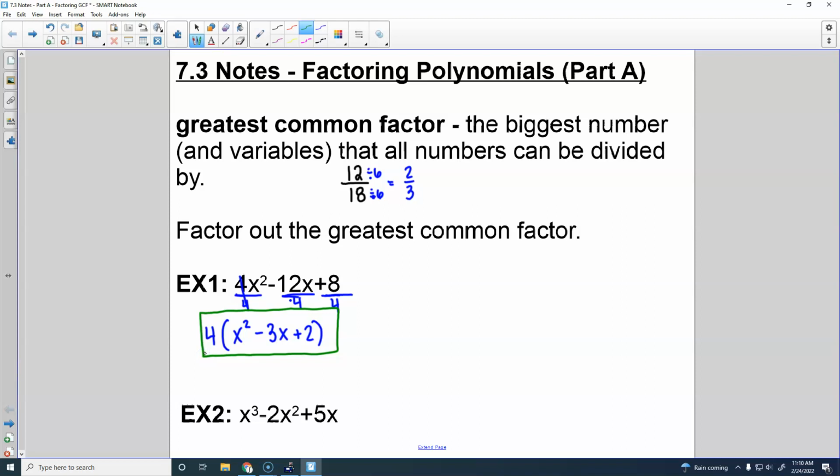Okay? So it's like we have the answer from the problems on the quiz, and we're going backwards to the question. Now, I can check really easily to see if this is right. So, to check, I would just take 4 times x squared minus 3x plus 2, and I'd multiply it back, right? 4 times x squared gives me 4x squared. 4 times negative 3x gives me negative 12x, and 4 times 2 gives me 8. And so I would know, yes, that is correct.